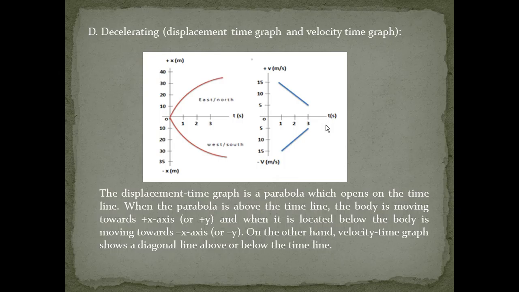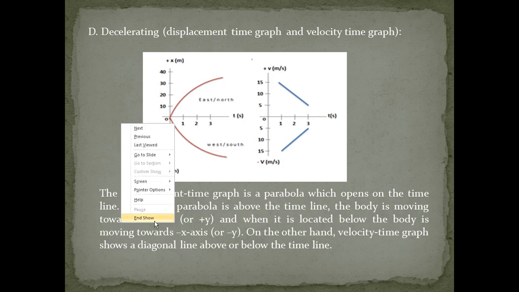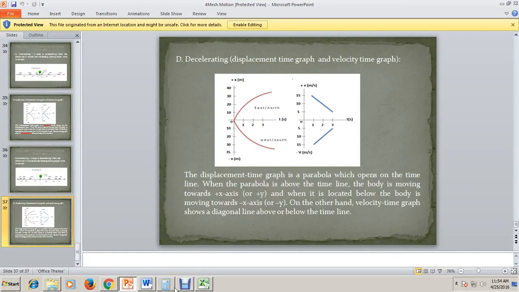A displacement time graph is a parabola which opens on the timeline. When the parabola is above the timeline, the body is moving towards the positive x or positive y. When it is located below, the body is moving towards the negative x or negative y. On the other hand, the velocity versus time graph shows a diagonal line above or below the timeline. Okay, so this ends our discussion on kinematics.